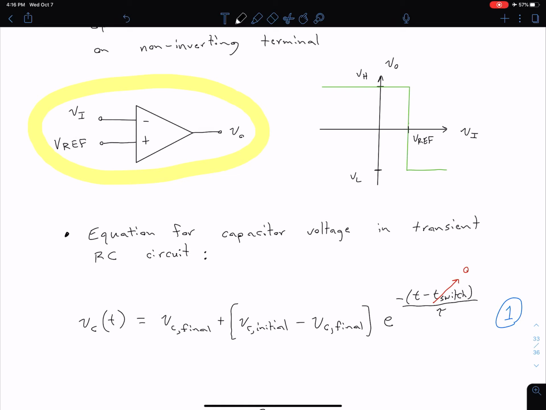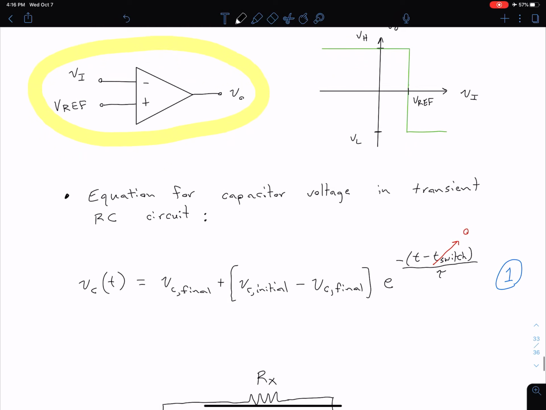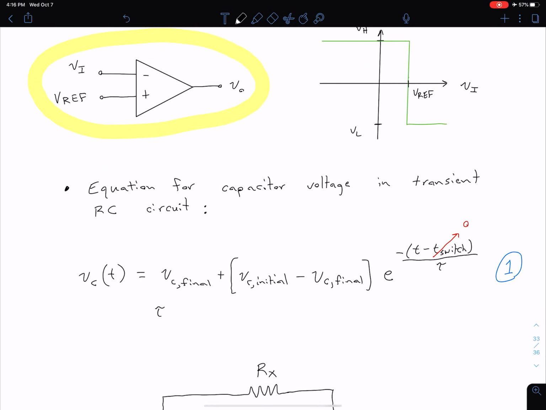Keep in mind these Vc final and Vc initial values are values that the capacitor voltage would reach if nothing else happened, if there are no other switching events. In some cases it's not going to reach that final value, but it's the final value that would be reached if the circuit was left as it is as t goes to infinity. One other thing to mention is that this tau value in general is equal to Req times Ceq, the equivalent resistance seen by the equivalent capacitance. To be consistent with the notes, I've labeled this as equation 1.